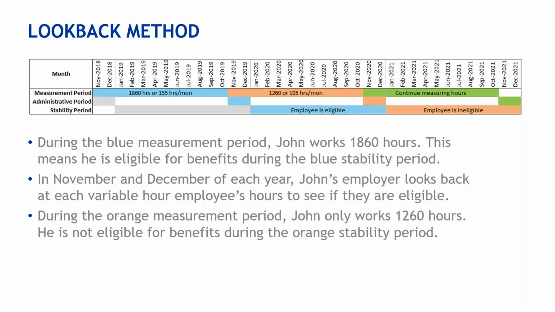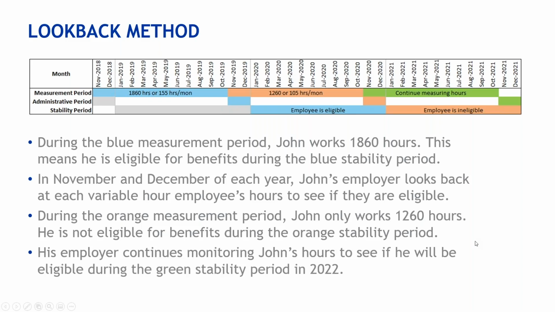So now John is eligible during the entire blue stability period, but during the orange measurement period at the top, John only works 1,260 hours. This means he is not eligible for benefits during the orange stability period. And John's employer will continue monitoring John's hours to see if he'll be eligible during the green stability period in 2022. So even though in the orange measurement period at the top, John is working less than 130 hours per month, John is eligible during the entire blue stability period until the end of December 2020.